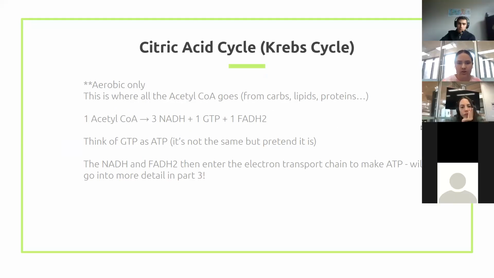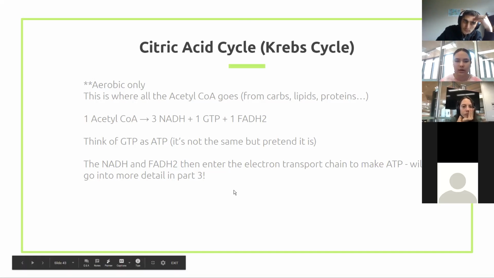Yeah. So the next thing is the most iconic thing in first sem, but also kind of a small thing, the citric acid cycle or the Krebs cycle. So firstly, important to note that this only happens in aerobic conditions, and it's where all the acetyl-CoA goes. So when you start learning, we'll go through lipids next, or when you also learn about proteins, essentially everything ends up making acetyl-CoA, and then it goes into the citric acid cycle to make energy.